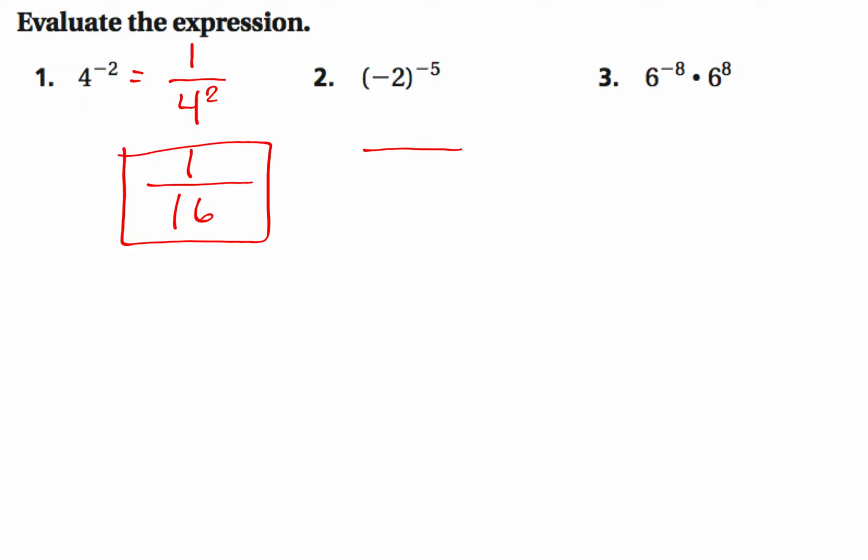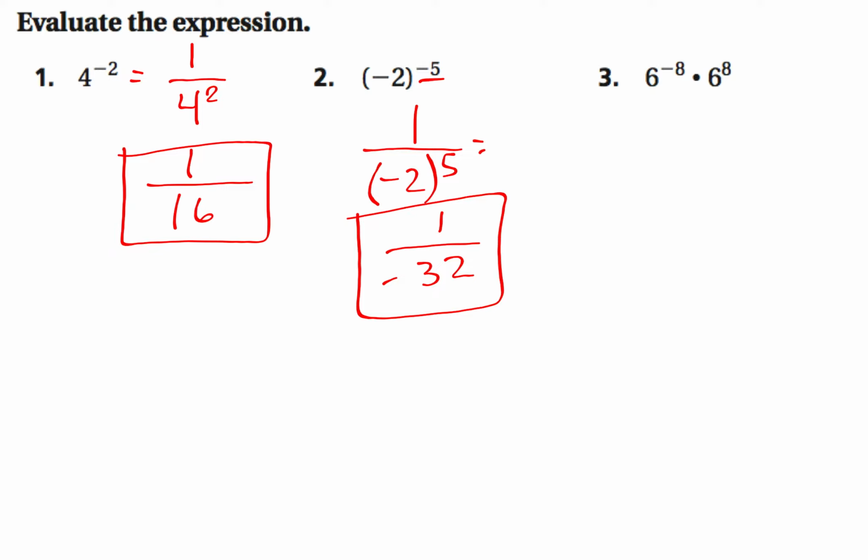Number 2, negative 2 to the negative 5th. Well, first we'll take care of the negative 5 by moving it to the bottom of a fraction. It becomes positive 5. And then negative 2 times itself 5 times is negative 32. So I get negative 1/32. And the negative actually could go on bottom, on top, or just in front of the fraction. All three are good. It usually doesn't get put on bottom. It's usually on top or in front.